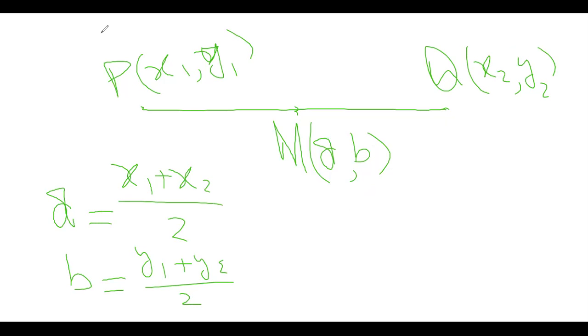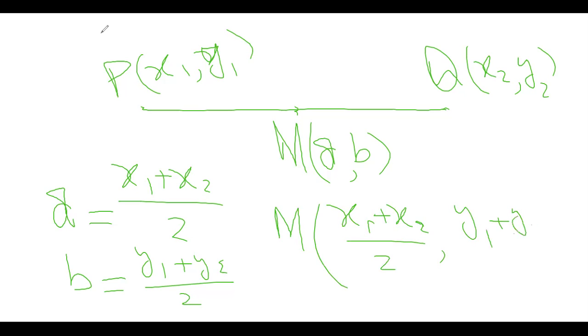Okay, so this is the midpoint. That midpoint M has the coordinates x1 plus x2 over 2 and y1 plus y2 over 2. Are you getting this? Okay. So this is the midpoint formula, if the two endpoints of the line segment are given. So coming back to the previous one, that is this one.